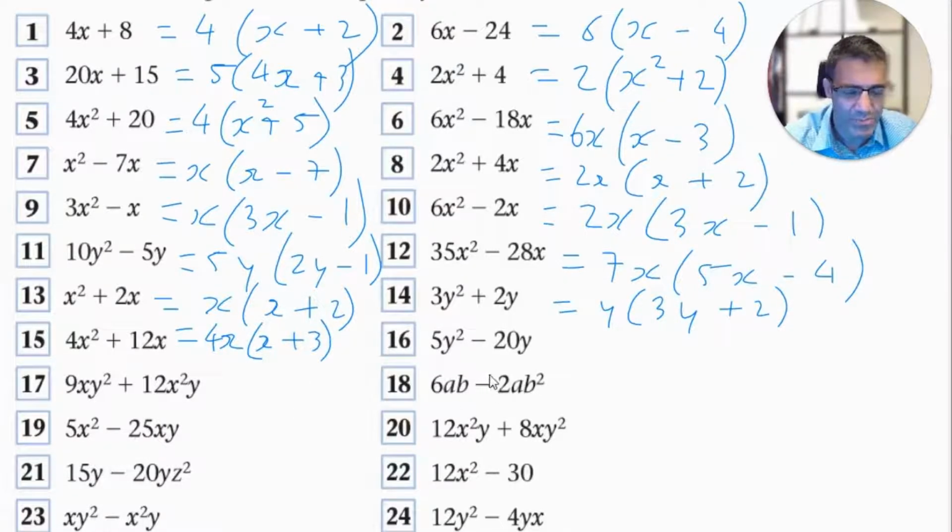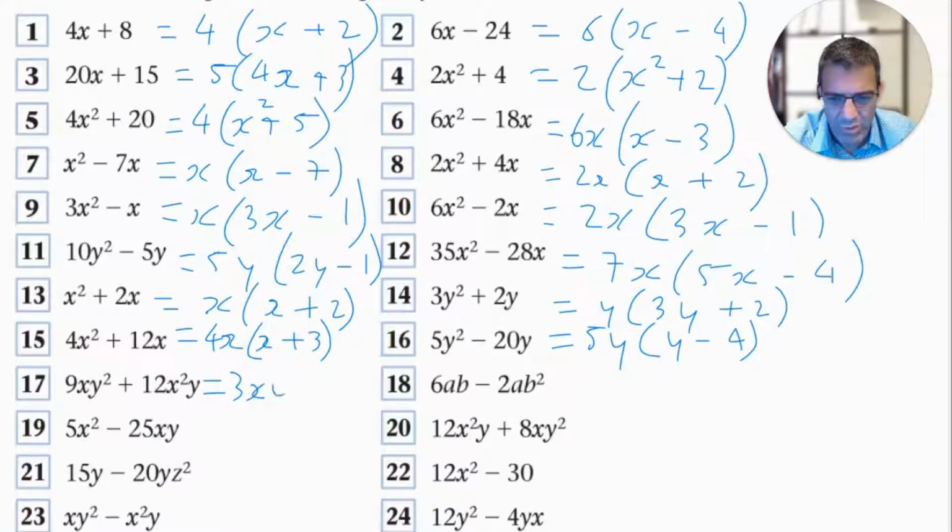It's getting a little bit squished up now. I hope you guys can see all right. This one I can take out 5y, so I'm going to go ahead and do that. 5y factor of y minus 4. Okay, and then here, these are getting tricky. I can see that there's a 3, I can see that there's an x, and I can see that there's a y. So I'm just going to do that. 3xy factor of, and now I'm left with 3y, so I'm just going to write that down. 3y plus 4x. I don't have enough space here. 3y plus 4x.